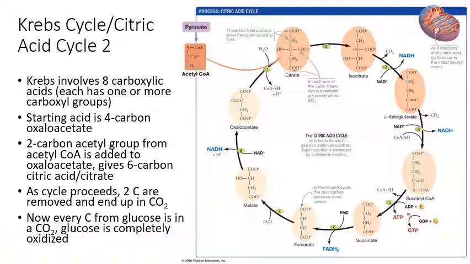I guess a brief note on the names for this cycle. Krebs is the scientist who discovered it, so that's why it's called the Krebs cycle. It's called the citric acid cycle because of citrate that's involved in the cycle. Another name for citrate is citric acid, and it's called the tricarboxylic acid cycle because it has a lot of carboxylic acids, which are just acids that have a carboxyl group in them.